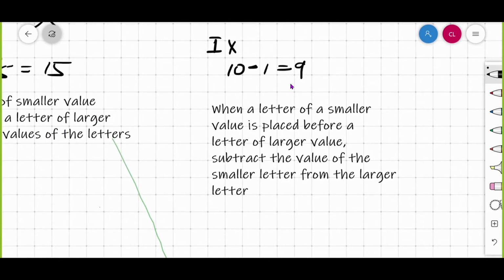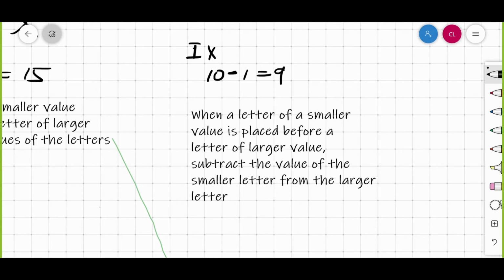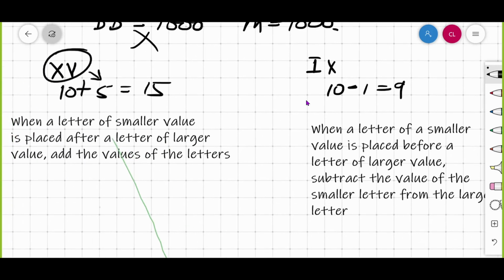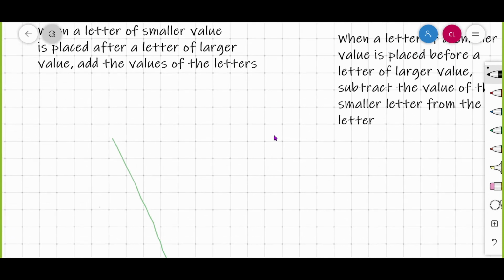Read this one for me, please, the one that is now in the middle. When a letter of smaller value is placed before a letter of larger value, subtract the value of the smaller letter from the larger letter. So that is why I and X really ends up being 10 minus 1, which is 9, because we take away the smaller value from the larger value. Got that? Yes, sir. Alright.